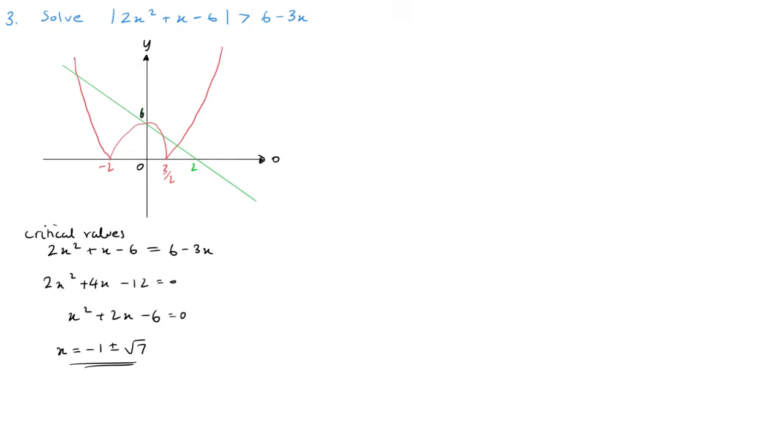Now let's go ahead and find the other critical values, so that is when the modulus sign affected my graph. So putting a minus sign in front of it, we get minus 2x. Well, actually, we'll just take it all to the other side. And we get 6 minus 3x plus 2x squared plus x minus 6. So that is 2x squared minus 2x.